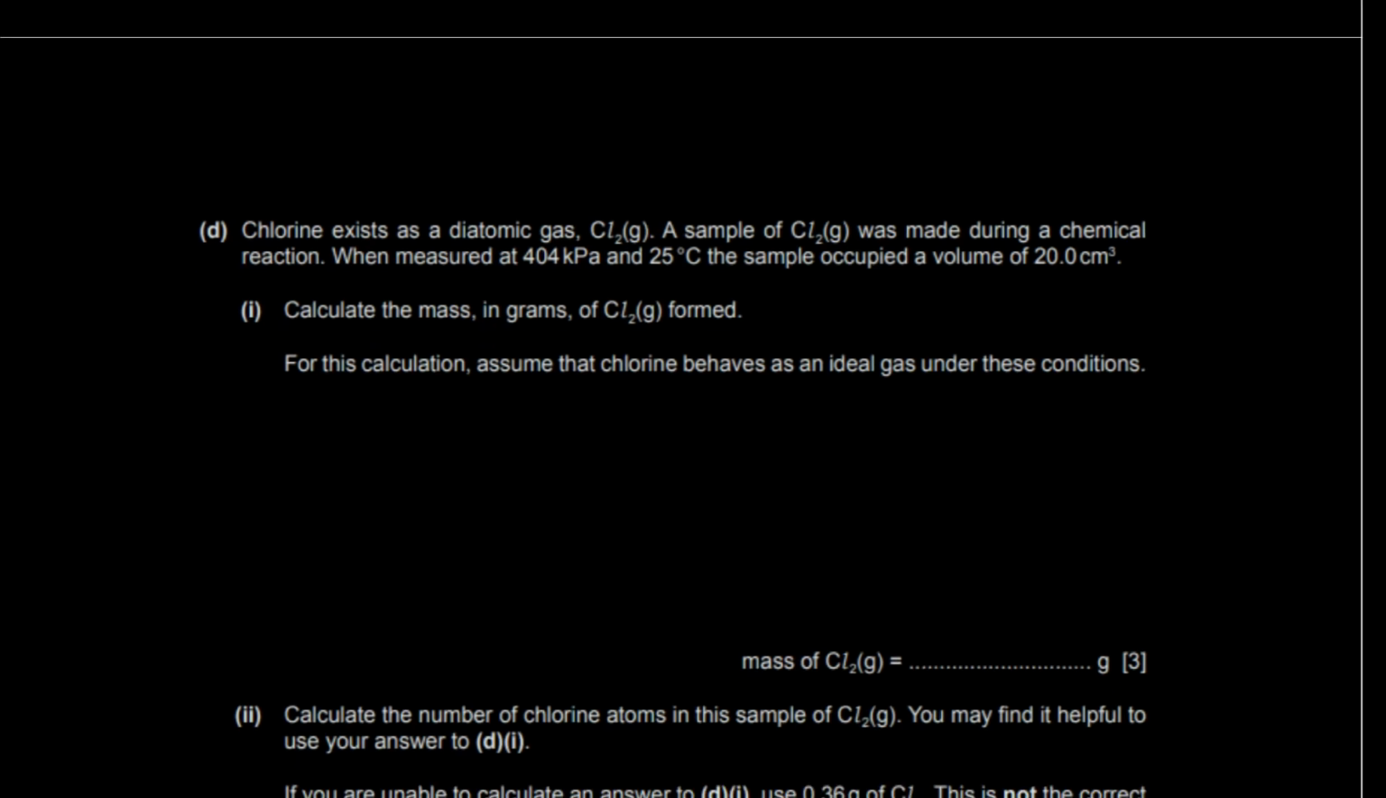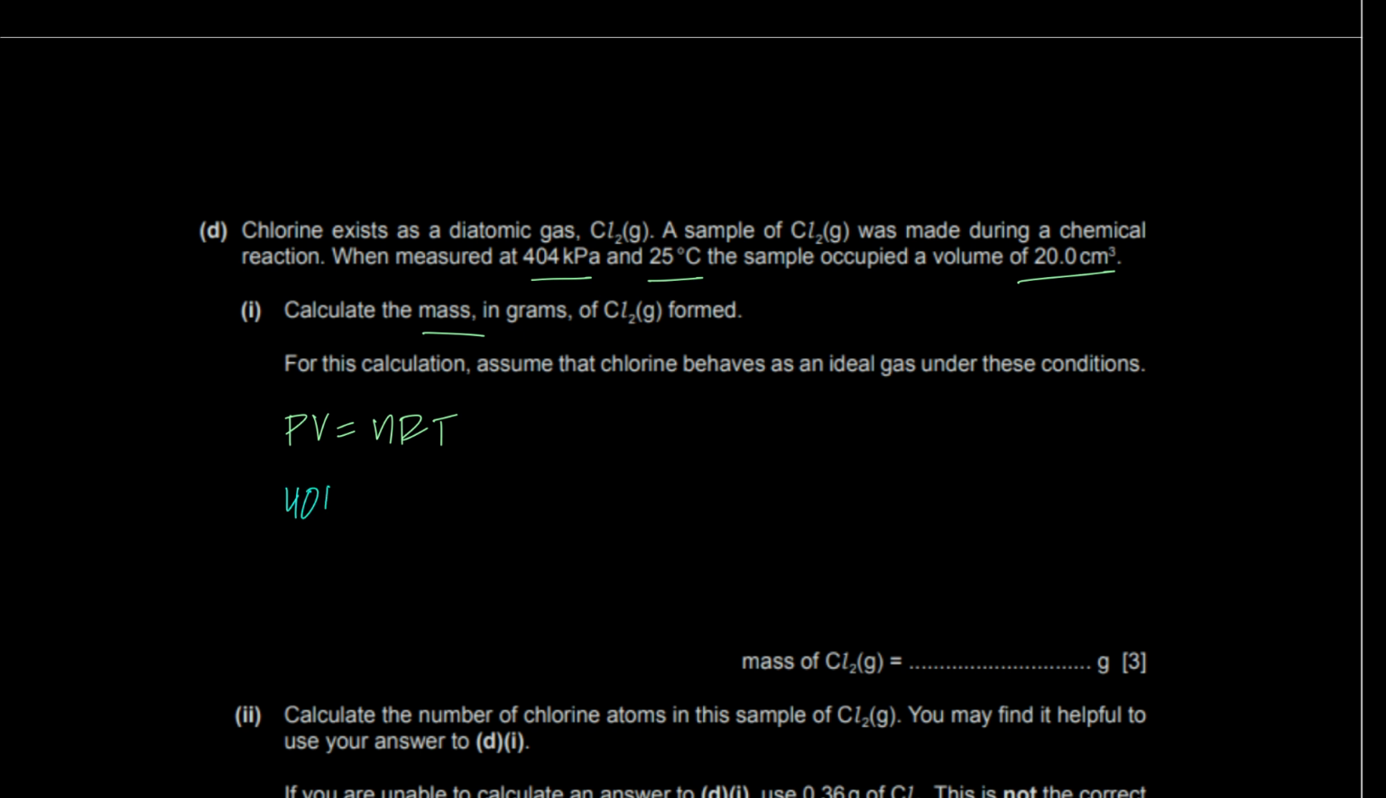Okay, on to the next question. Chlorine exists as a diatomic gas, blah, blah, blah. He's giving you the pressure, the temperature, the volume. He's saying calculate the mass of chlorine. So first PV equals nRT. N will give you the moles, and then you could figure out the mass. Pretty simple, basic stuff, right?